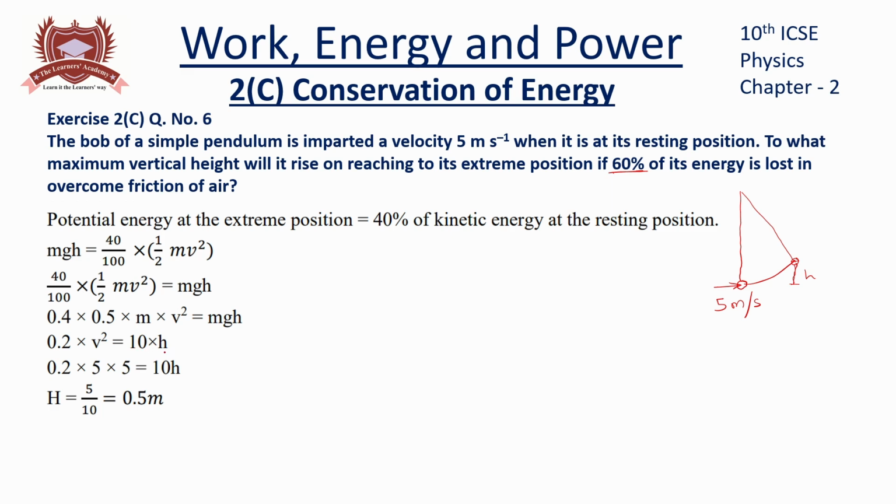Or we can say that 0.2 times v square is equal to 10 times h. Now here v is given to us, that is 5 meters per second, so we put in the value of v here, giving us the height as 5 upon 10, because effectively 10h is equal to 5 meters, so h would be equal to 5 upon 10 meters, so that's 0.5 meters. So this height would be 0.5 meters, that's like 50 centimeters. That seems to be a pretty large pendulum.